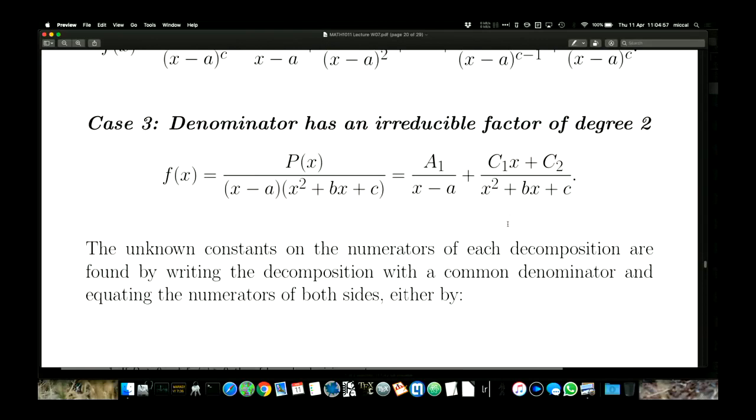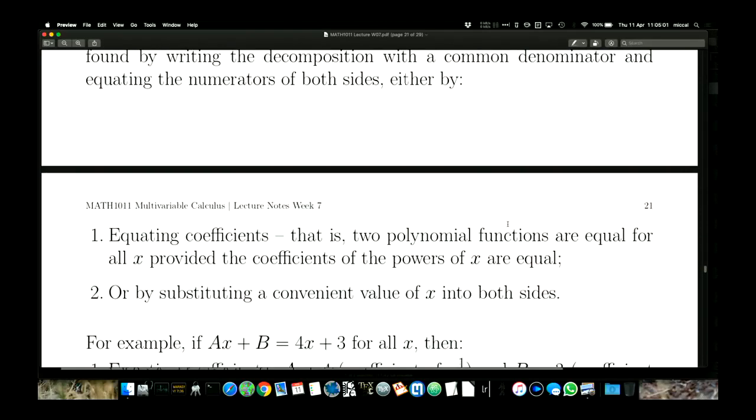To find the constants, you basically do common denominator again and put everything back together. Remember, if you follow the rules, the constants must exist and must be unique. If you get gibberish answers, it means you're doing something wrong. You're not following the rules properly, or something's wrong. It's guaranteed to work. Okay?